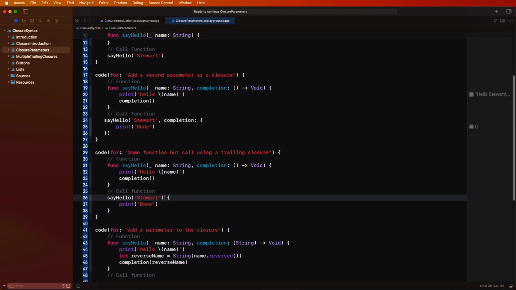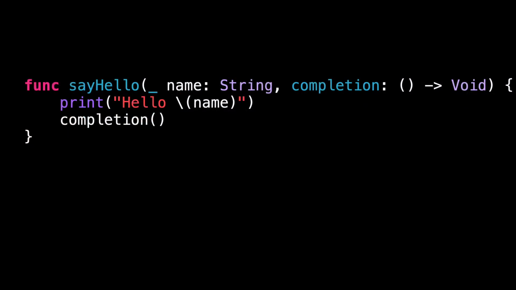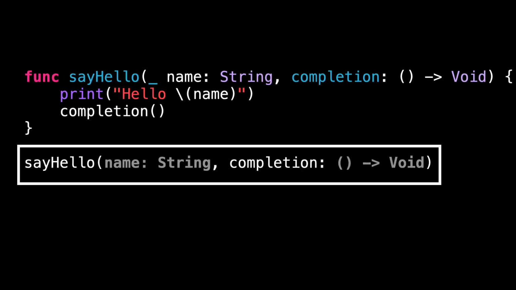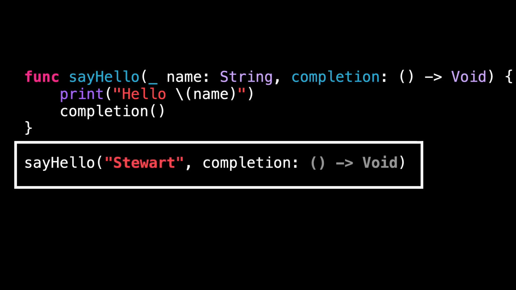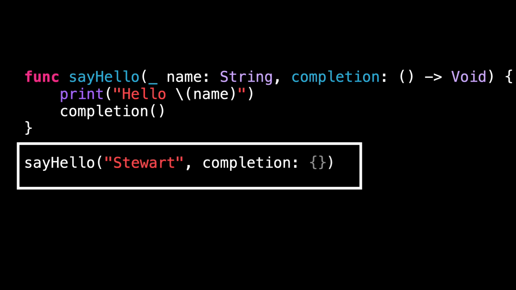Let's take a look at this one more time, but slowly, because this is the key to trailing closure syntax. Here's our function. When we make a call to this function, Xcode provides us with two placeholders for our two arguments. The argument with the label name is a string, so it needs to be replaced by the string. The argument with the label completion requires the label, and it is a closure that requires no parameter and returns nothing. So we can simply set up our closure using a pair of braces.